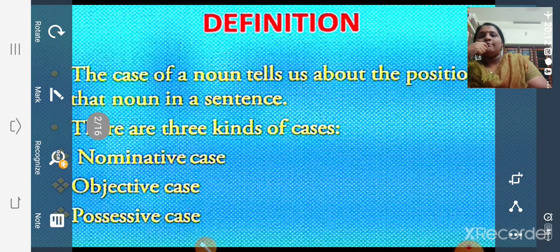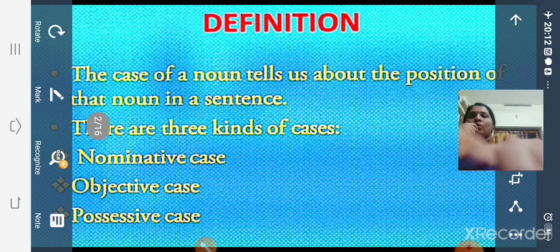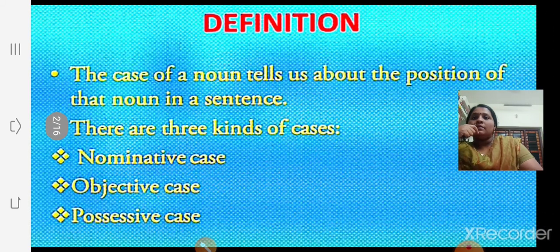So I'll tell you the definition. The case of a noun tells us about the position of that noun in a sentence. So that is what is called the case of a noun. In sentences we can see more than one noun, isn't it? So there are particular places for those nouns. The case tells us about the position of that noun in a sentence.